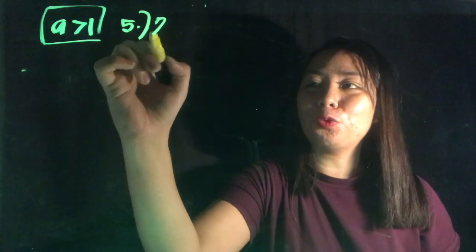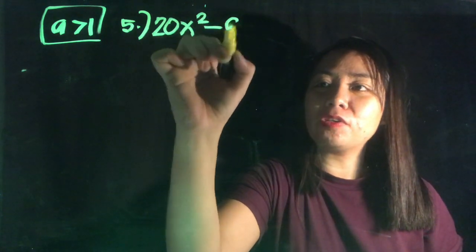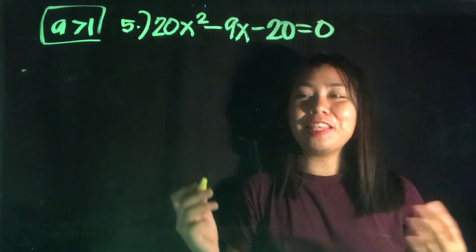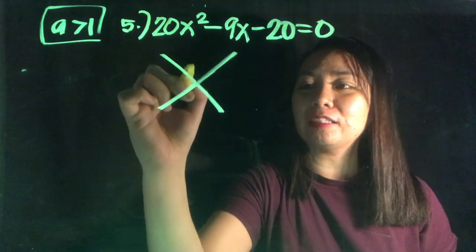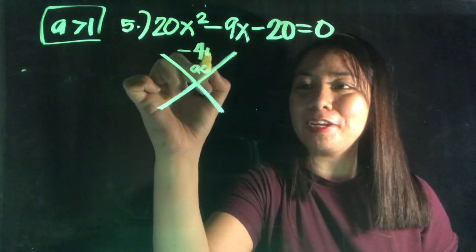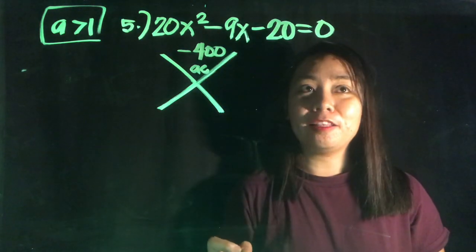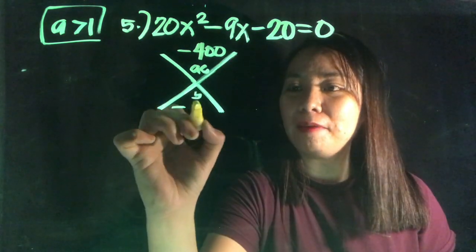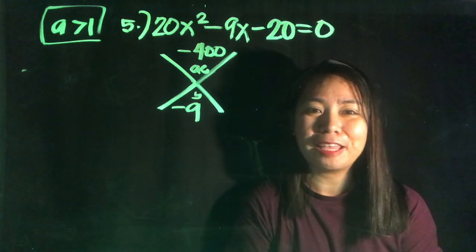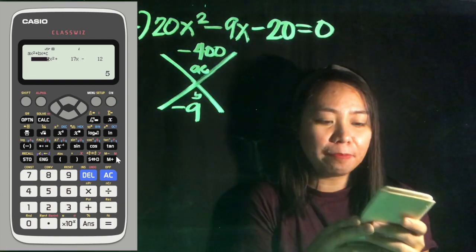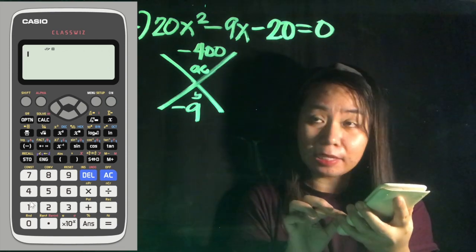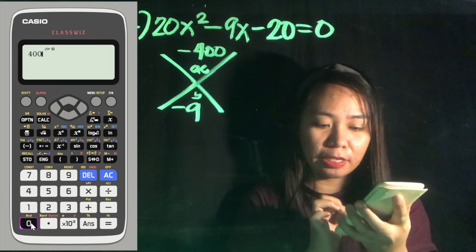Let's try our fifth problem where A is still greater than 1. Let's have there 20x squared minus 9x minus 20 equals 0. So again, same pattern, your magic x, ang taas, A times C, 20 times negative 20 ay negative 400, and you have there negative 9 for your B. So lagay lang po natin yan dyan. Ang taas naman ng negative 400 na kukunan natin ng factors. Gamit po tayo ng calculator. Again, please click menu, then calculate 1. And then please type 400 equals.